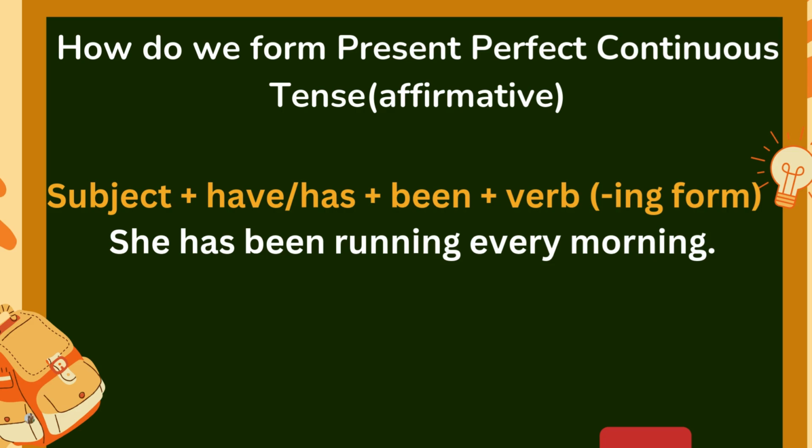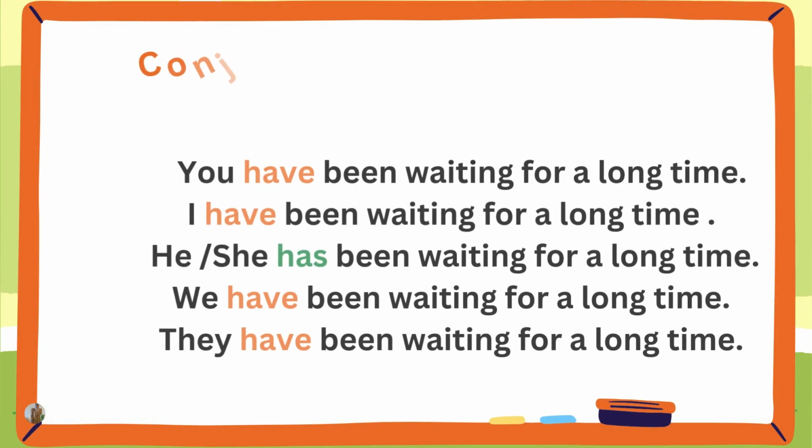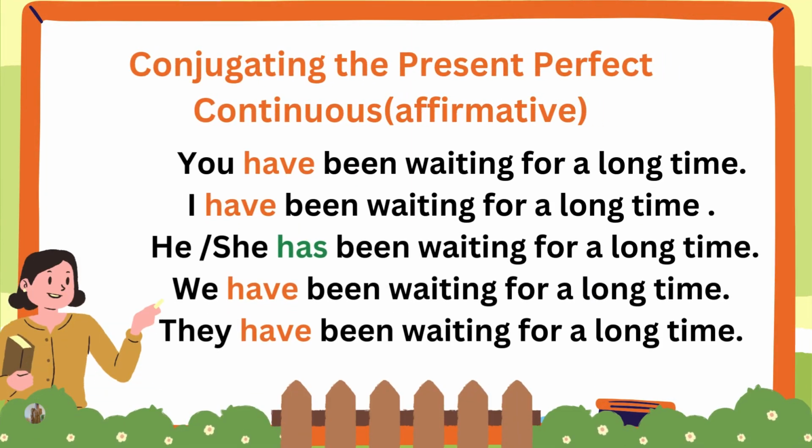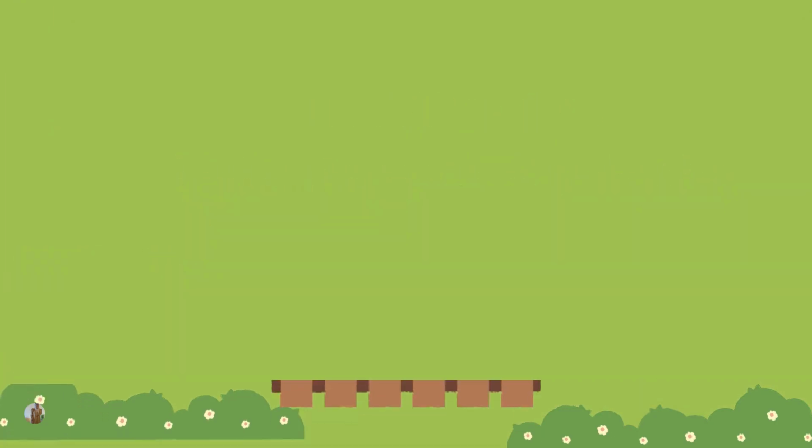How do we form the present perfect continuous tense affirmative? Subject plus has or have plus been plus verb and ing form. An example is she has been running every morning. Conjugating the present perfect continuous affirmative. Some examples are you have been waiting for a long time. I have been waiting for a long time. He or she has been waiting for a long time. We have been waiting for a long time. They have been waiting for a long time.